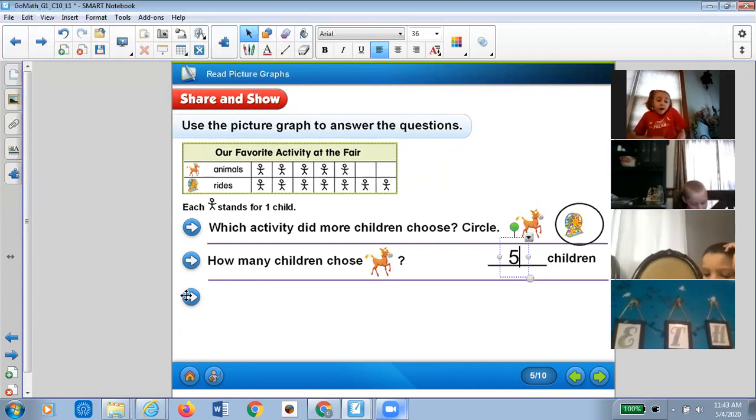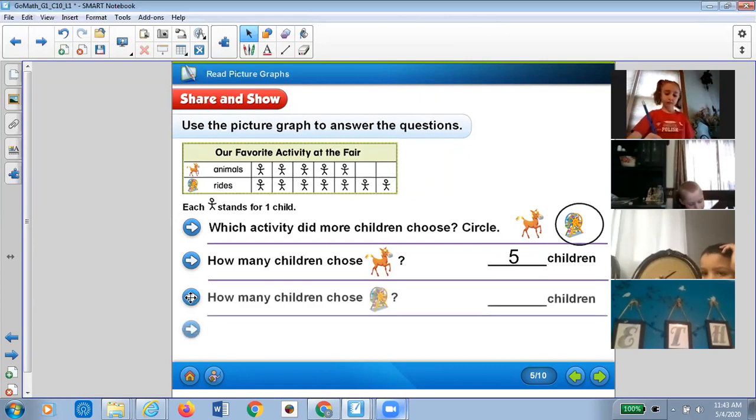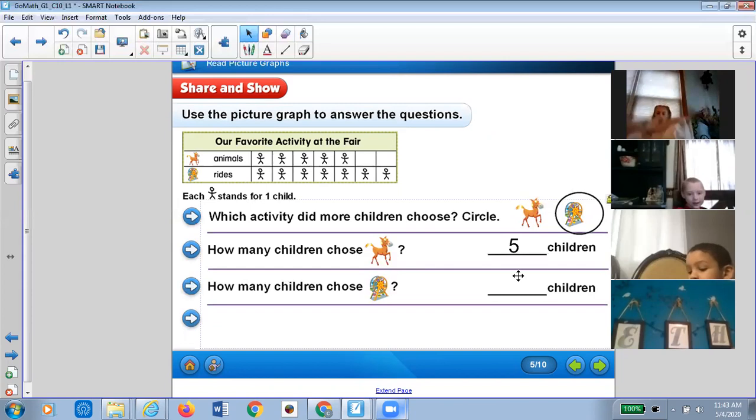Okay, the next question asks, how many children chose rides? Ethan, how many children chose rides? 7. Good. 7 children chose rides.